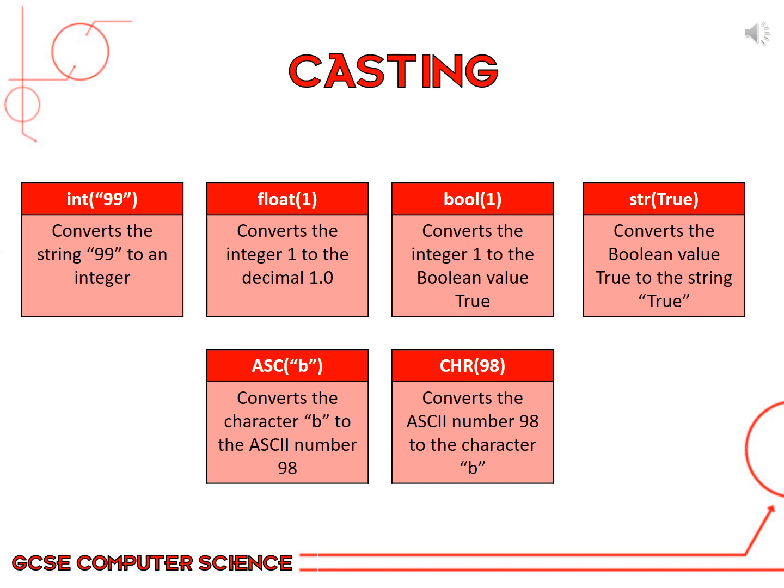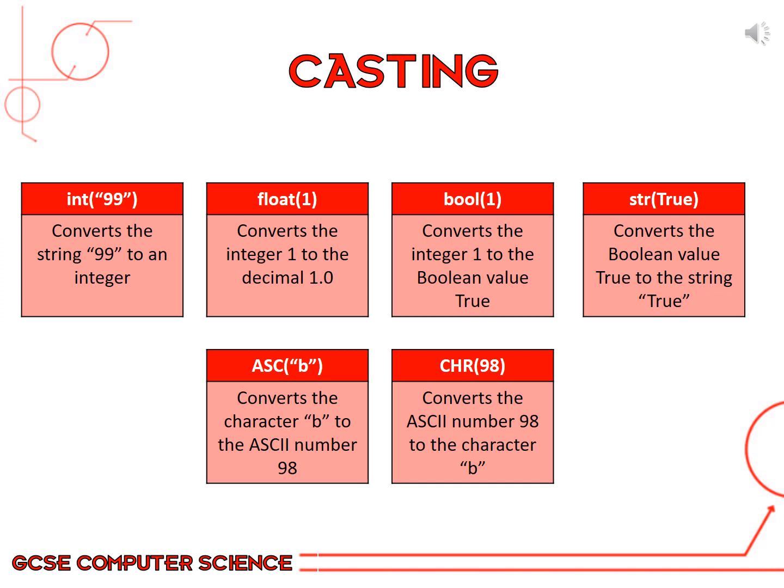So if we take a look at the answers, first of all, integer with 99 in as a string, so inside the speech marks, it's converting the string 99 to an integer. Float 1 is going to convert the number or integer 1 to the decimal 1.0. Bool 1 converts the integer 1 to the Boolean value true. The string of true converts the Boolean value true to the string true.